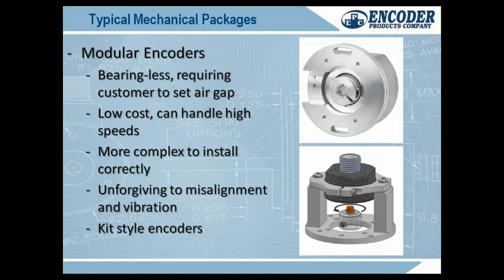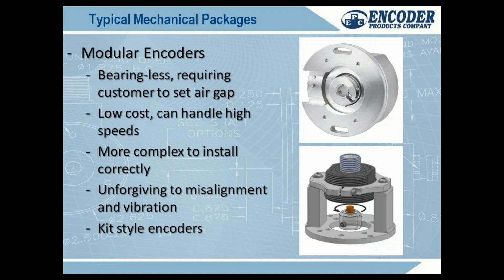Modular encoders or kit encoders. They're generally less expensive, not always, but generally. So if you're looking for a low-cost option, a kit encoder is the way to go. They'll also handle higher speeds. You're not limited by bearings. A lot of bearings are limited to 6,000 or 8,000 RPM. If you need to go 10,000, 12,000, anything faster, you're on a spindle, you'll want to go with a modular encoder. They're more complex to install.